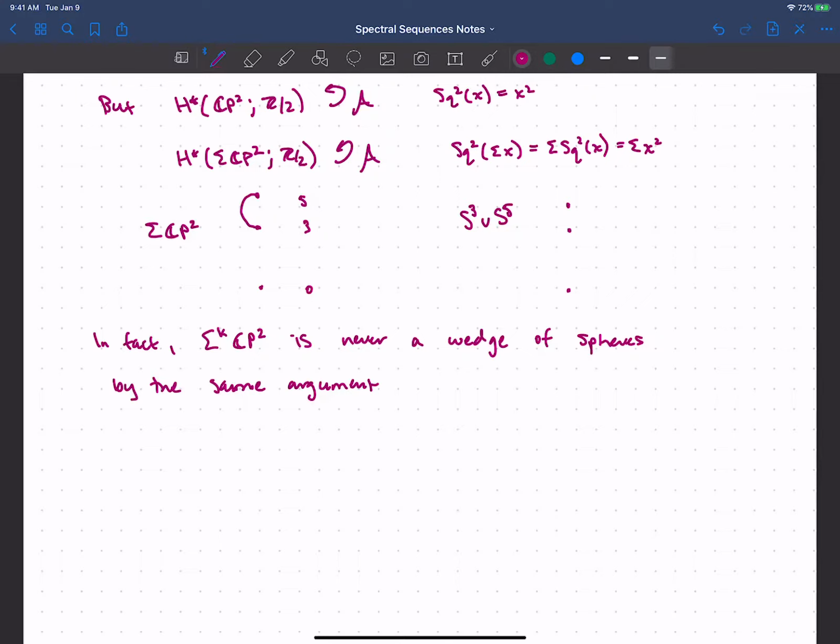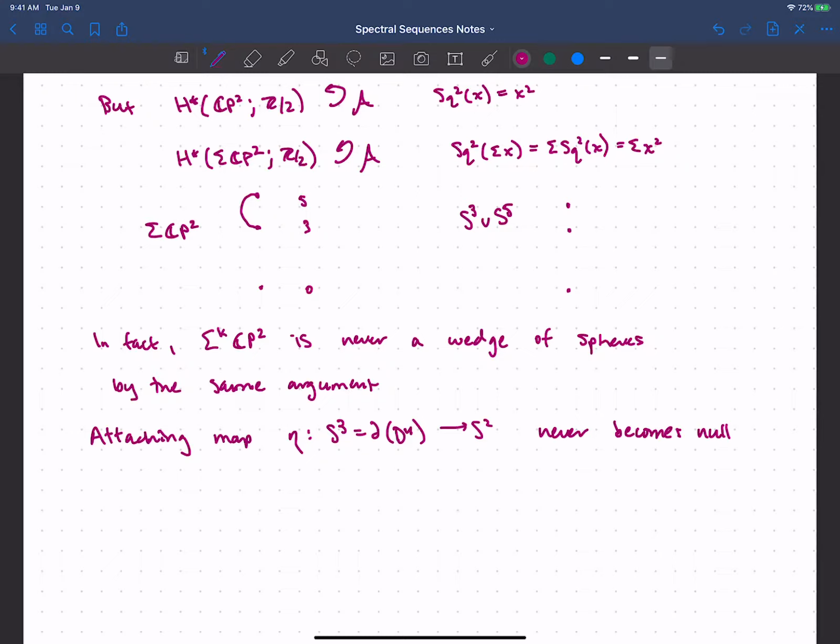And I'll never have that Sq2 connection in a wedge of spheres. Okay, so another way to interpret this is that we're saying the attaching map eta from S3, that's the boundary of our 4-cell, to S2 when we build CP squared, this never becomes null. Now I'm calling this eta because this is our Hopf map, typically called eta.